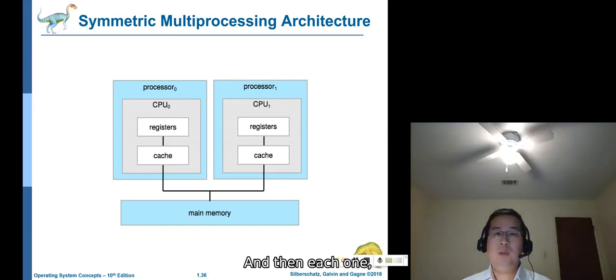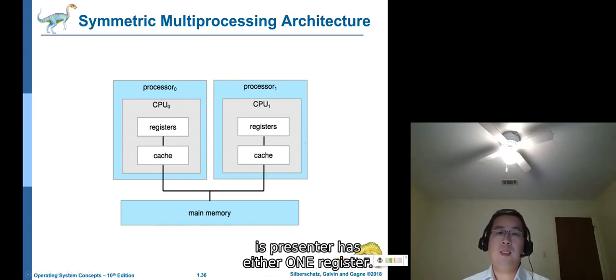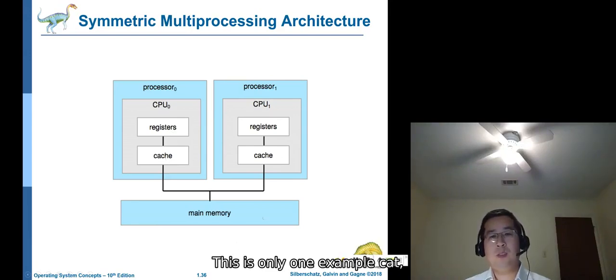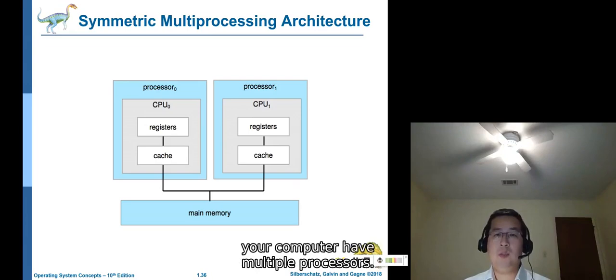And then each one you can find, so CPU 0 is one processor, and then CPU 0 and CPU 1 another one. Each processor has its own registers and cache, but they share the main memory. This is only one example, okay? You may have different ones. This is just to show you, maybe your computer has multiple processors. Here we have two processors.